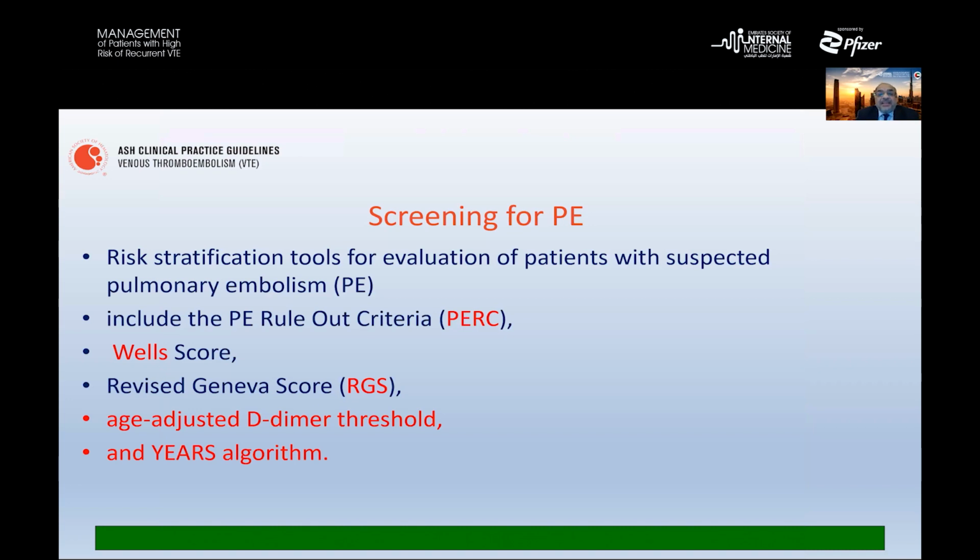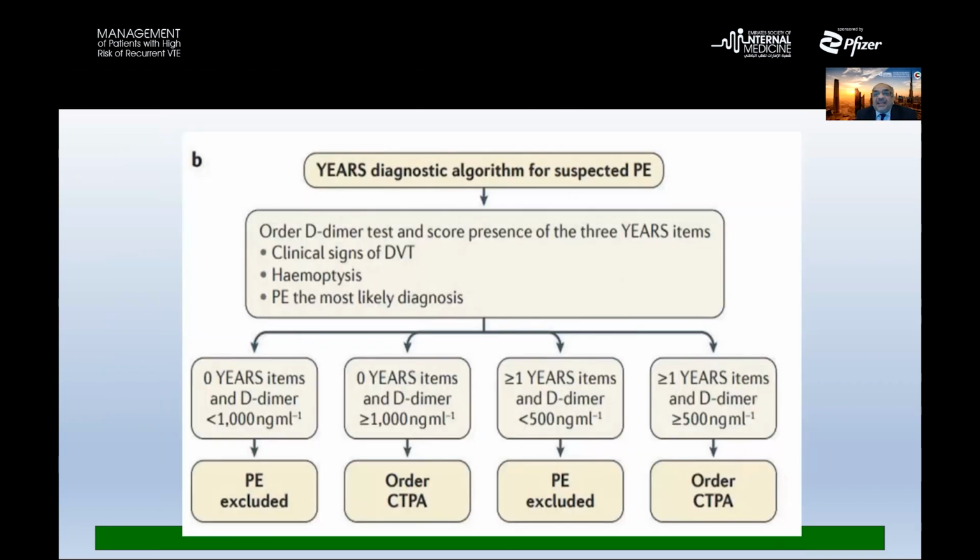Here, it's not only the Wells score. We do the PE rule-out score, we do the Wells score, we use the revised Geneva score, we use the adjusted D-dimer threshold, but we use another very important one, which is called the YEARS algorithm. It's just 6-7 years now that people are moving more toward the YEARS algorithm and age-adjusted D-dimer than only the fixed D-dimer. In the YEARS algorithm, you see the patient and ask: are there clinical signs of DVT? Does the patient have hemoptysis? And is PE the most likely diagnosis? You only look for these three things in your ED or ER.